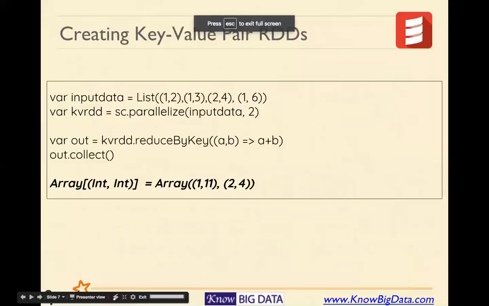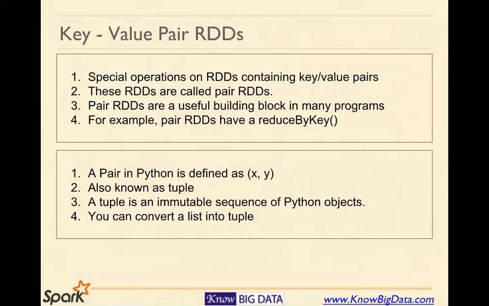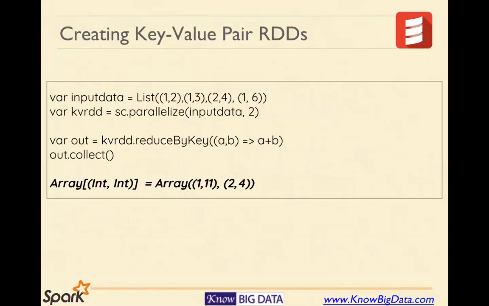A quick overview of key value pairs in Spark. So there are key value pair RDDs. The special operations are available on key value pair RDDs. If you try to call the key value pair kind of operations on non-key value, it'll give an error. Say for example, we have input data. This input data is a list of key and value. Each record is made up of 2 elements.